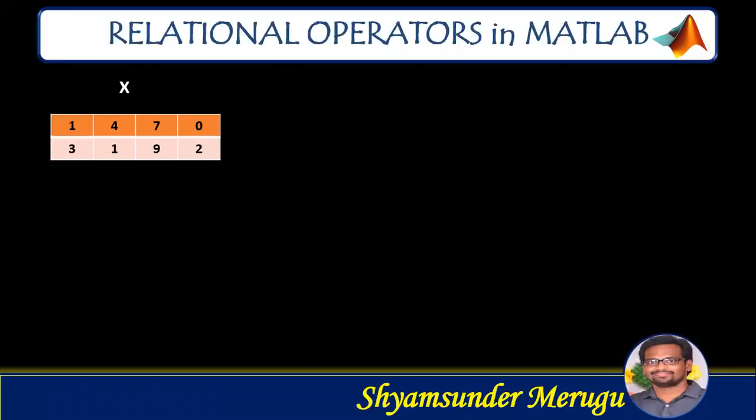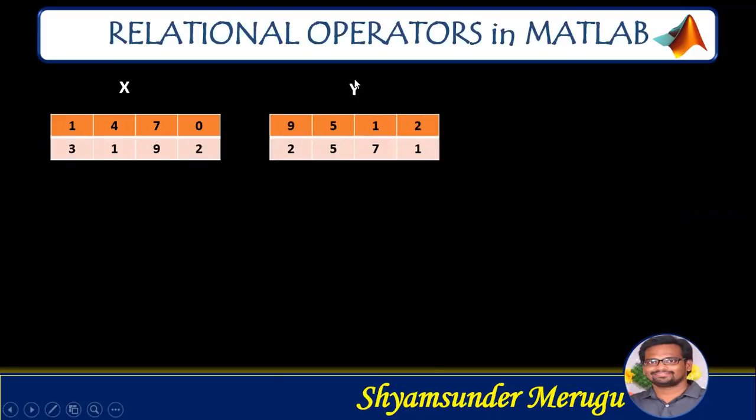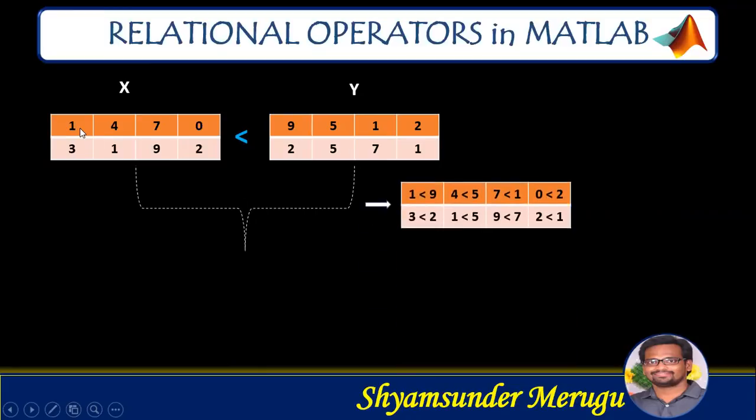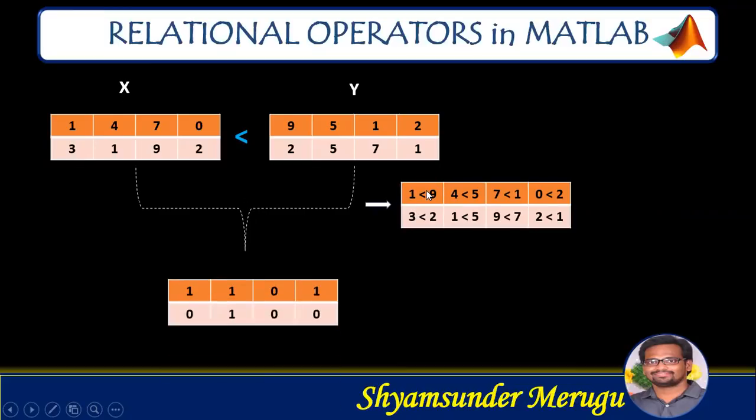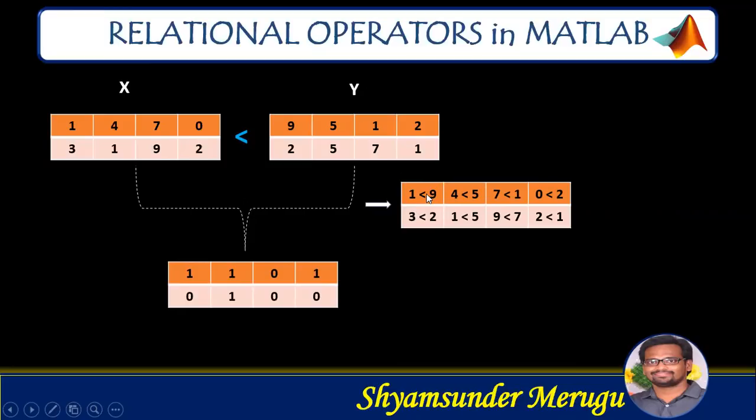Let us consider an arbitrary array x having these elements, and another variable y having these elements. Now we are applying the relational operation less than. When the operation is performed, the correspondingly positioned element values of the variables x and y will be compared. Based on that comparison, if the comparison of those particular positioned values is true, then we get logical 1 as the output. If not, we get logical 0 as the output.